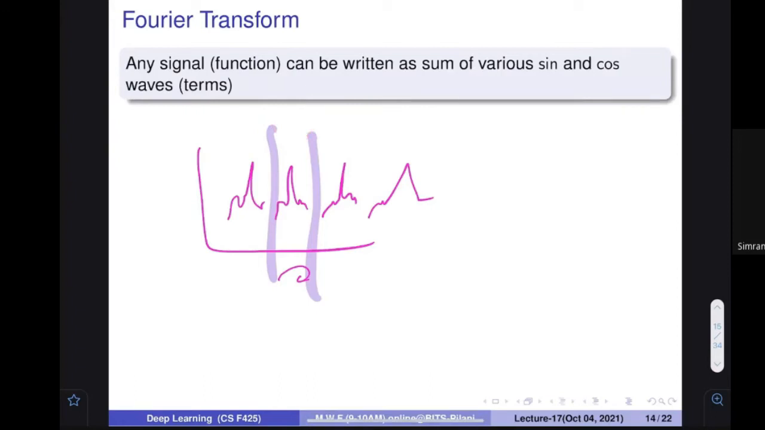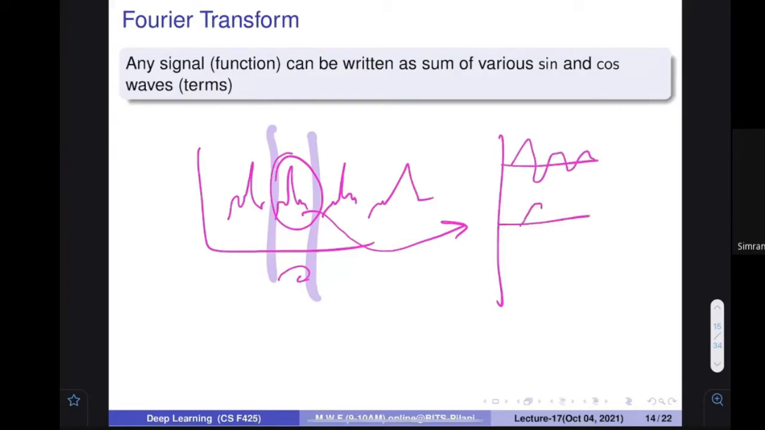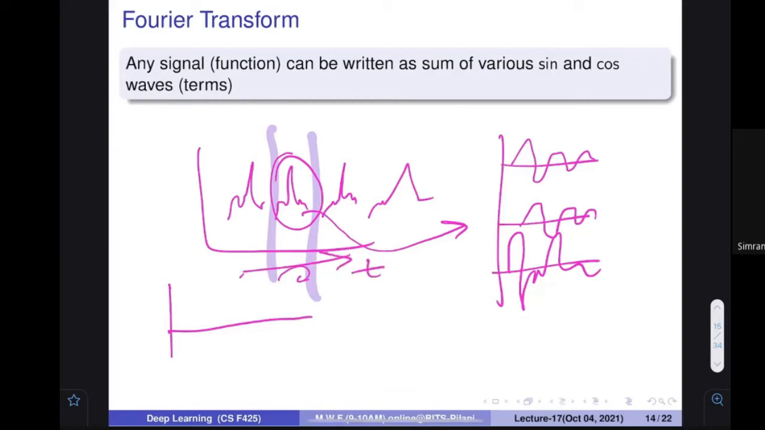And then the Fourier transform is a method that says all these signals can be represented as a summation of various sine and cos terms. You know that sine and cos are very simple functions with different attributes and different phases. So this is a time domain representation, where on one side there was time and on the other side there was amplitude.